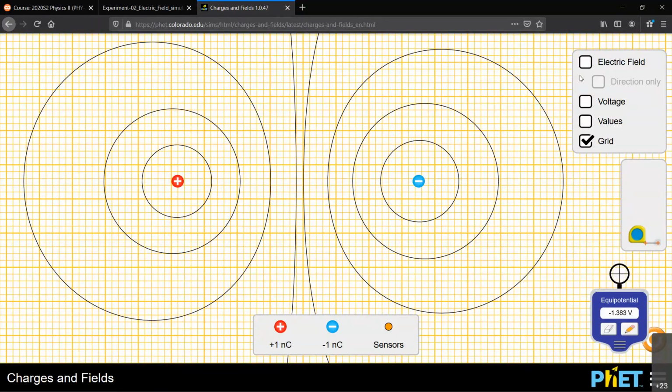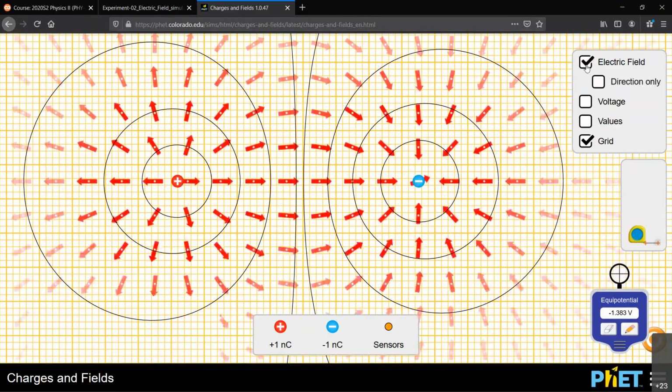If I switch on the electric field, you can see all the field lines start from the positive and end at the negative. These red arrows do not represent anything scale-wise. Now, I forgot to mention earlier, you actually need a picture of this. When you do the simulation, you have to take a screenshot for each case, and those screenshots you have to add into your lab report.